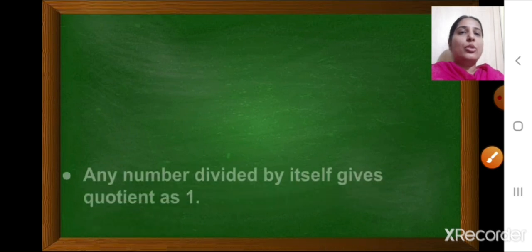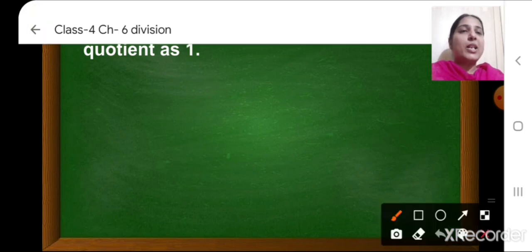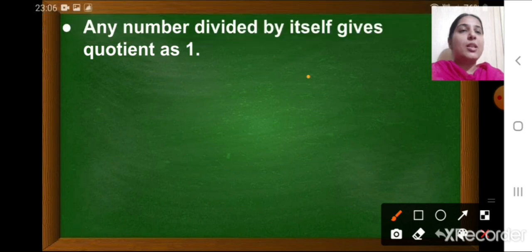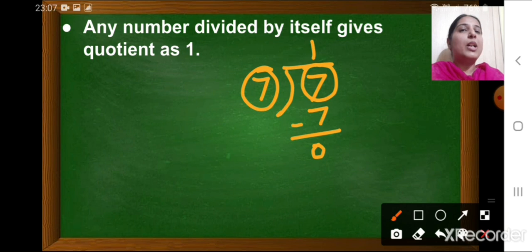Now children, any number divided by itself gives quotient as 1. Let's take one example like 7. If you divide it by itself, like 7, what will you get? How many times 7 will be 7? 1 time. 7 ones are 7. So when you divide any number by itself, what quotient will you get? 1 only. Got it?